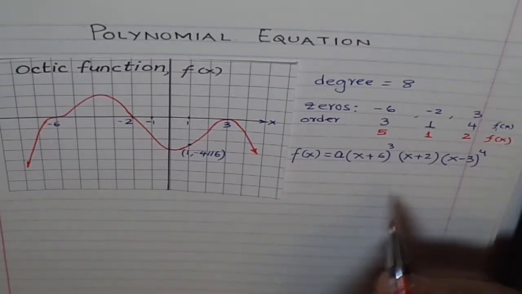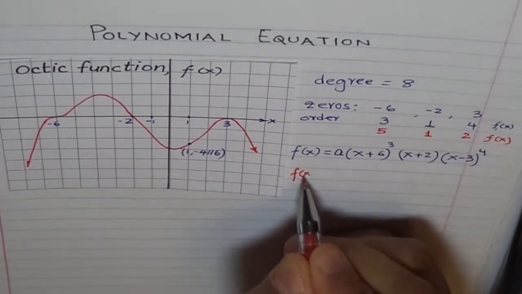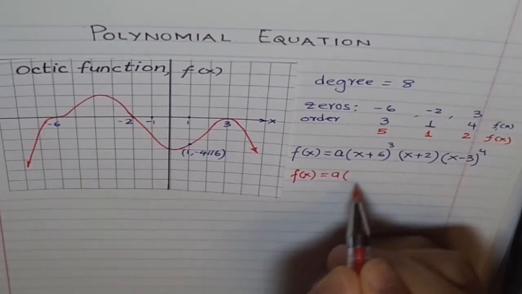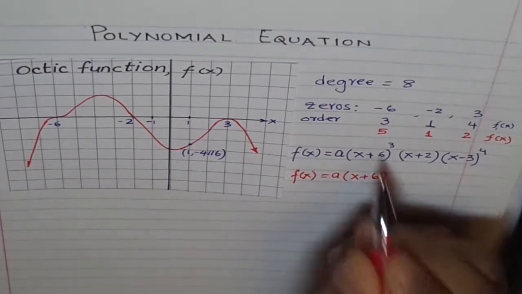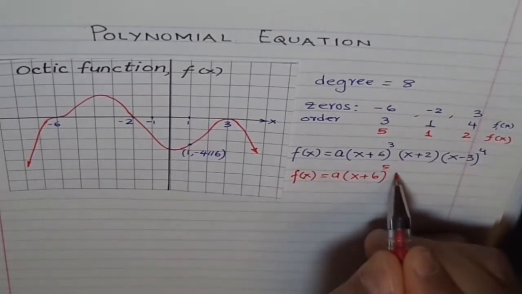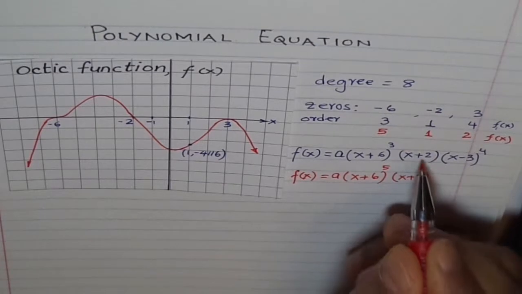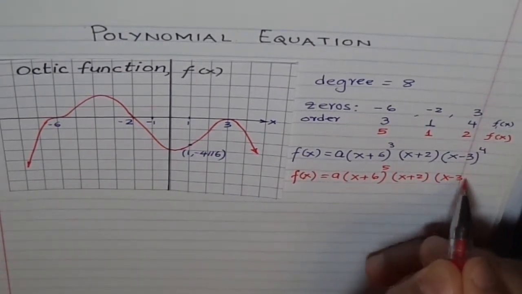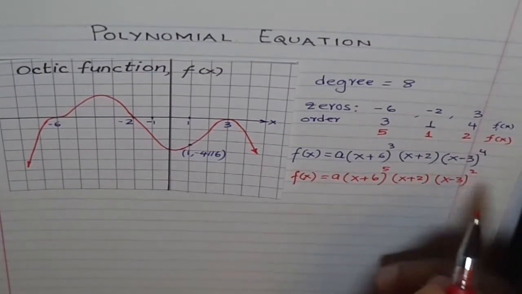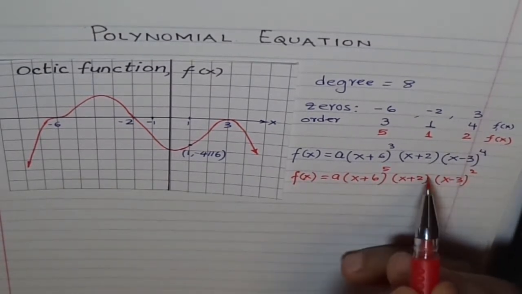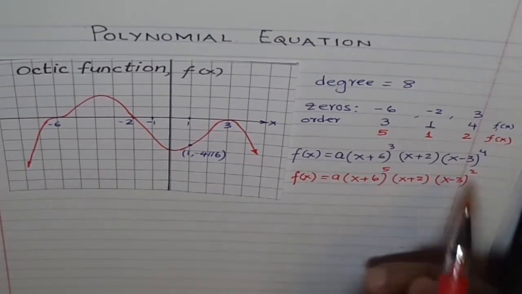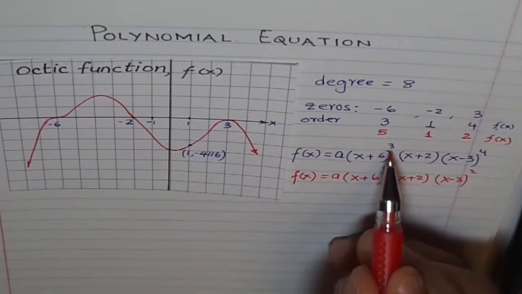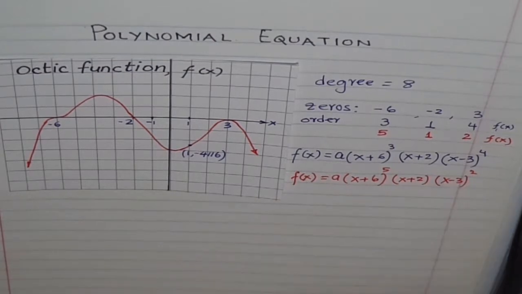The other equation could be this red equation. f(x) equals a times (x plus 6) to the power of 5 this time. (x plus 2), this is a linear factor, and the other one is a quadratic factor, (x minus 3) squared. It's good to check. What is the degree here? 2 plus 1, 3, 3 plus 5, 8. Correct. 4 plus 1, 5 plus 3, 8. So both represent the octic function, which could represent our function.